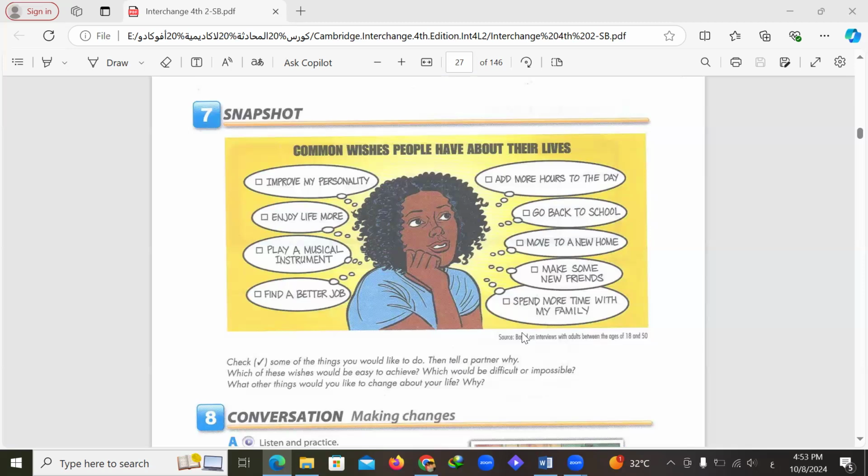I think it's easy to improve your personality, to enjoy life more. But it's not easy to change your job. It's not easy to have some new friends. It's not easy to go back to school. I think it's impossible, or it's not easy, to have a new home, but others are easy. What other things would you like to change about your life and why?